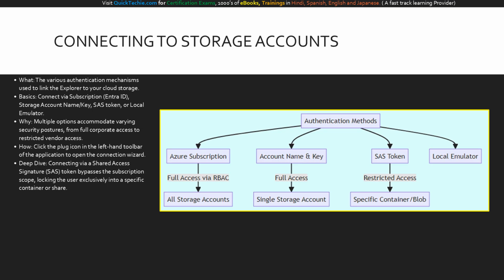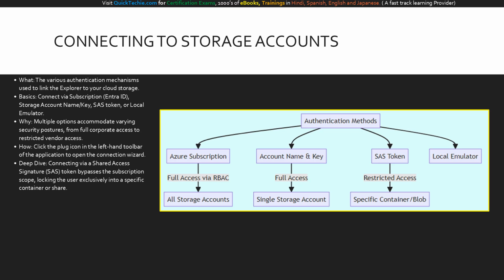Why do we have so many options? Because organizations have varying security postures and collaboration needs. You might need to access your own corporate subscription, or you might need to access a partner's storage account where you only have limited access. How do you do this? You simply click the plug icon in the left-hand toolbar to open the connection wizard.